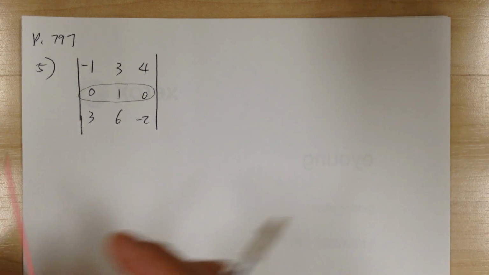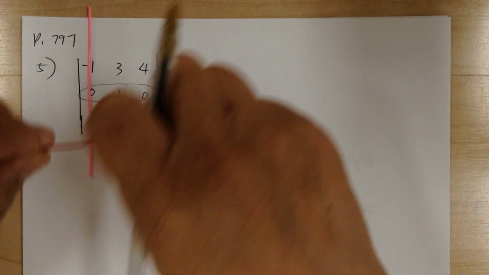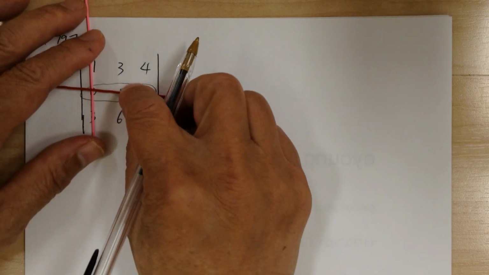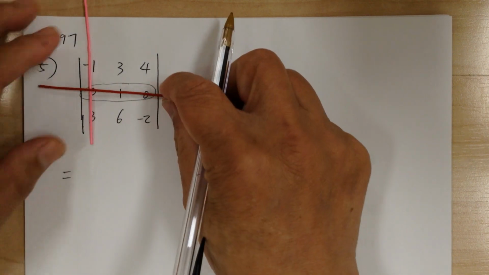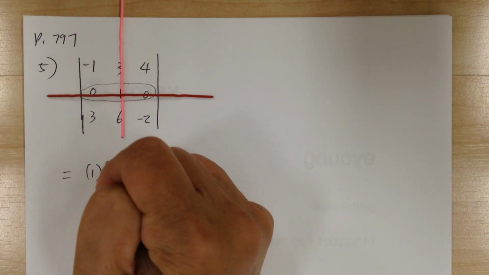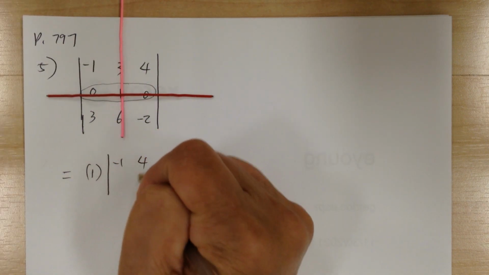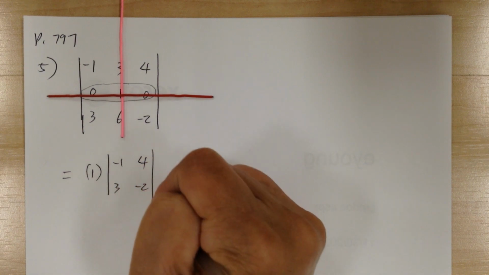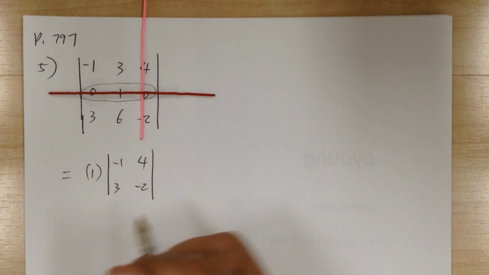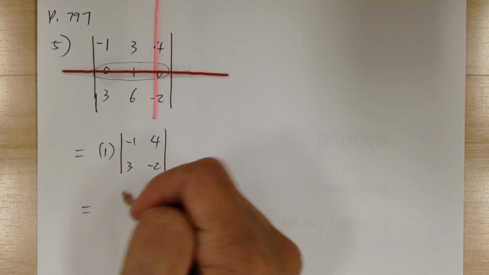First let's expand the first number. The first number is 0, so this one doesn't do anything. You don't have to worry about that. You go to the next one, and this is the 1. So you equal to 1 times negative 1, 4, 3, negative 2. And the next number is 0, so it doesn't do anything, and so that would be equal to that.